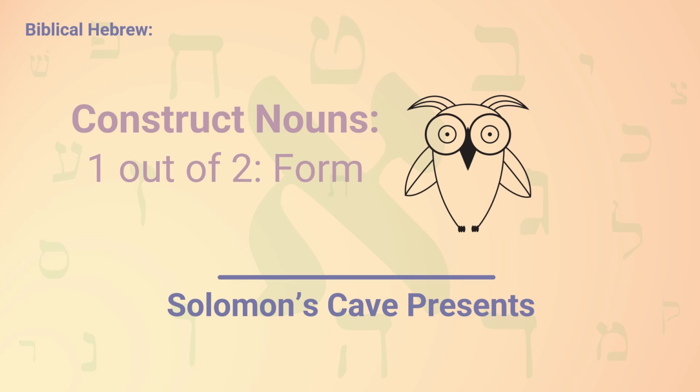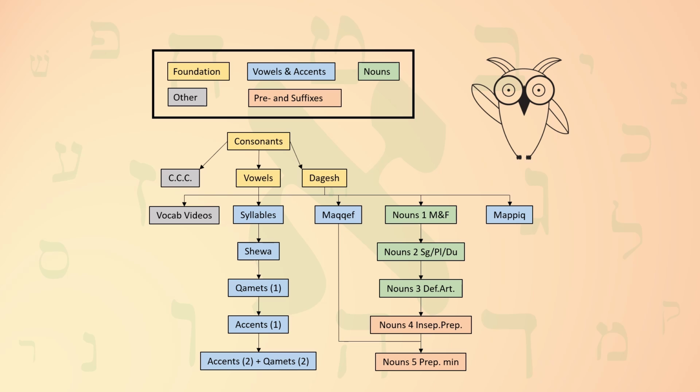A few videos back, if you are following the main Biblical Hebrew playlist, I introduced you to nouns in Biblical Hebrew. First, the difference between masculine and feminine nouns, and then between singular, plural, and dual nouns, or noun forms. Then I took a tiny detour and talked about two types of prefixes, namely the definite article ha, and both inseparable prepositions like be, ke, and le, and the semi-separable preposition min or mi.